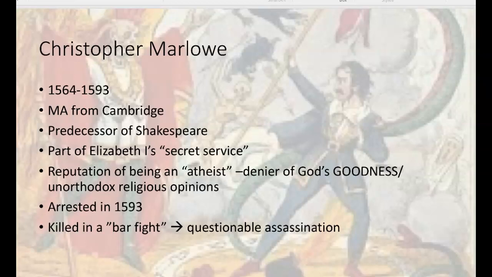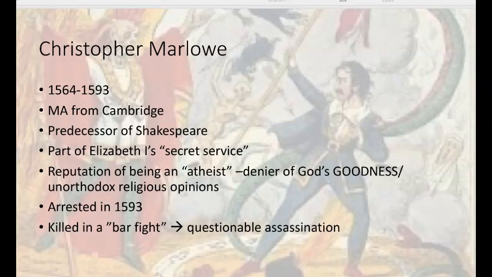But in 1593, he is arrested because of rumors of his atheism. He's not just this kind of unorthodox character. They are more dangerous and strange. And he is ordered to show himself at the court on May 30th, but unfortunately, before he is able to do that, on, I think, May 28th, it might be May 29th, anyways, he is killed in a bar fight, and rumor has it that it was over a bill.